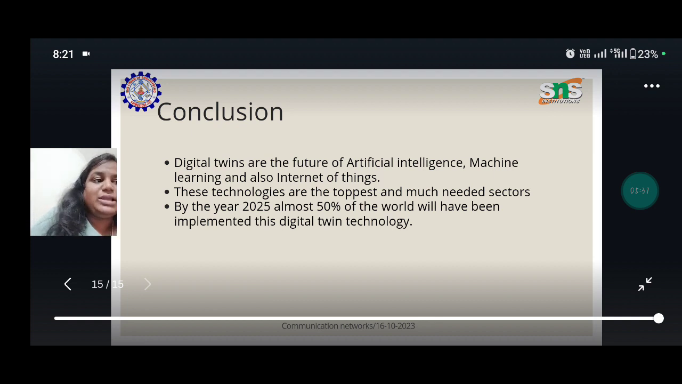And conclusion. Finally we are concluding that digital twins are the future of artificial intelligence, machine learning, and also the Internet of Things. These technologies are the top and much needed sector. By the year 2024, almost 50% of the world will have implemented digital twin technology. I hope you can understand how the digital twin takes part in a communication network.